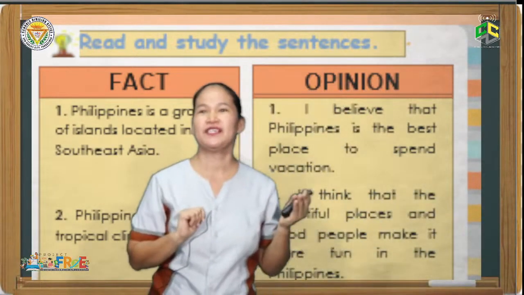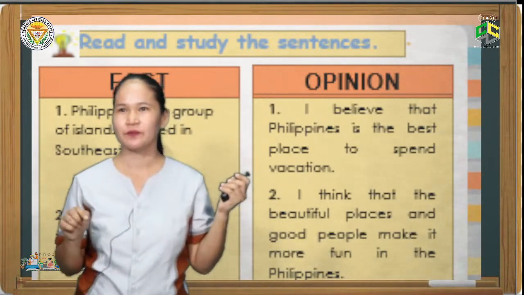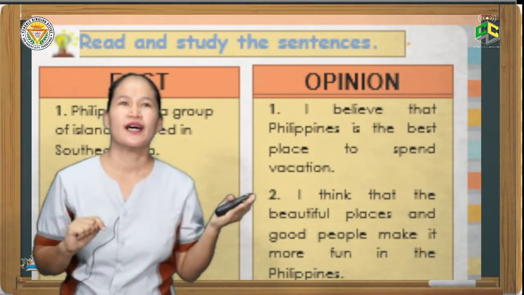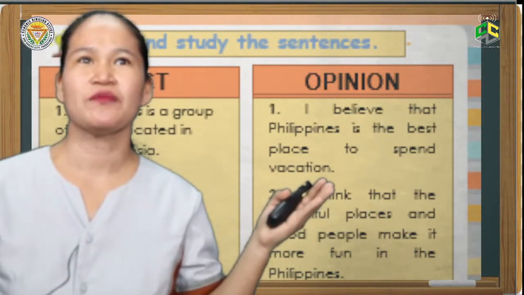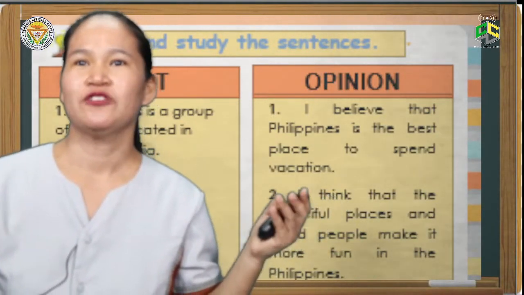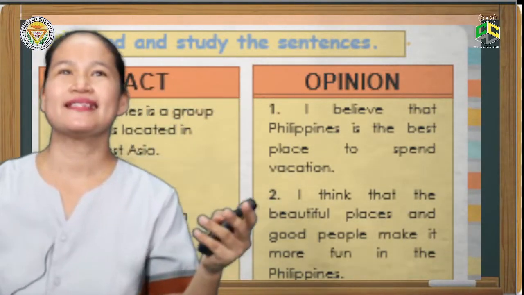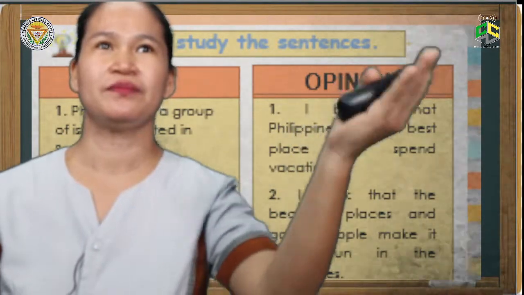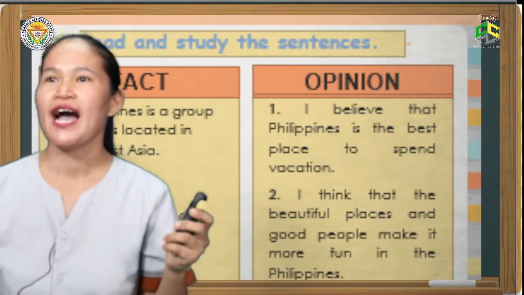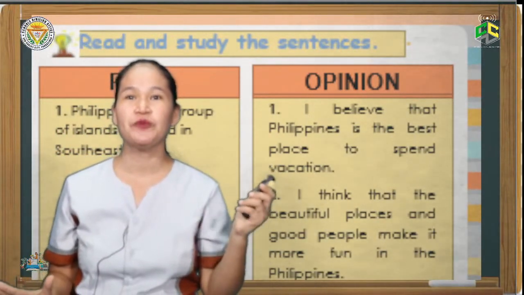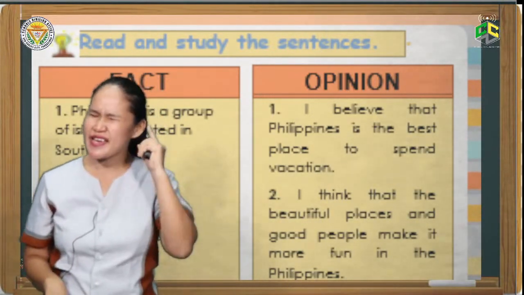Let's proceed to column B. Okay. In column B, I believe that Philippines is the best place to spend vacation. And then the second sentence, please read. Okay, in the second sentence, we have, I think that the beautiful places and good people make it more fun in the Philippines. Okay, class, let's think about this.